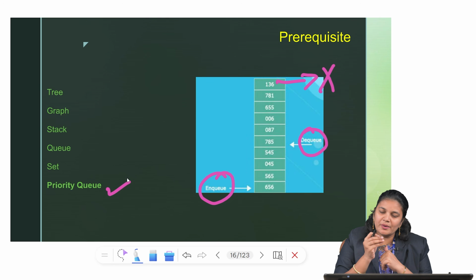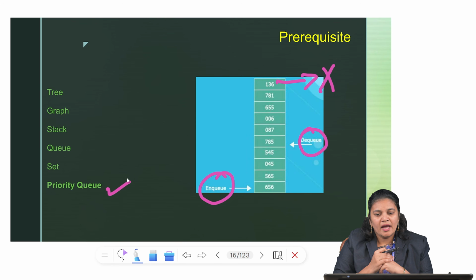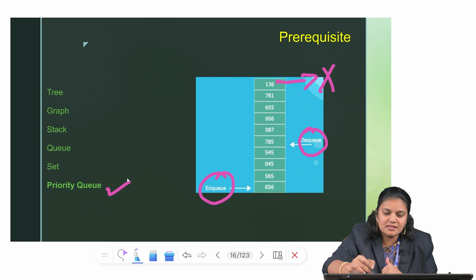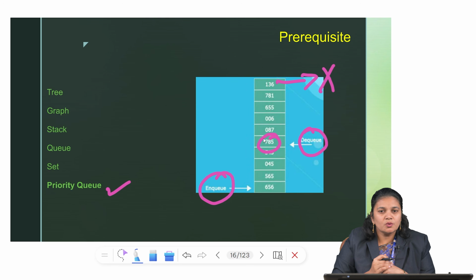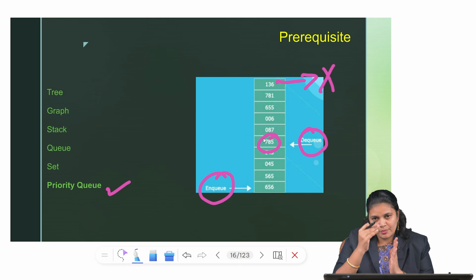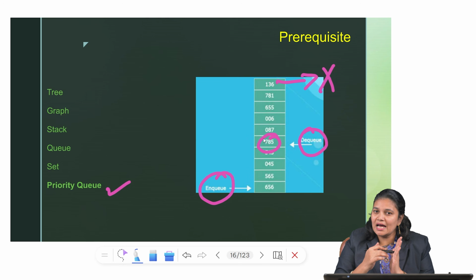We will be using a priority. It may be that the maximum value has to be taken out. Wherever the maximum value is, it will come out. So here we can see that 785 is the maximum value among the elements in the queue. So the element which has the highest priority, or the minimum element, can be selected. In most cases when we go for a priority queue, we will have a priority list. The element which has the highest priority will be kept at the DQ end.